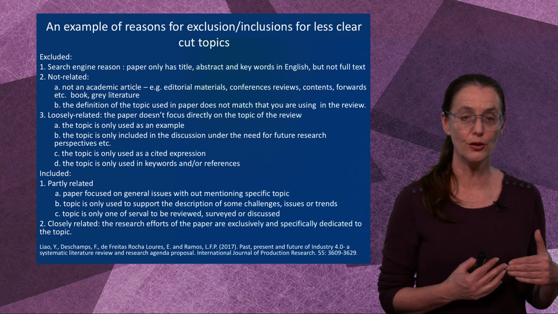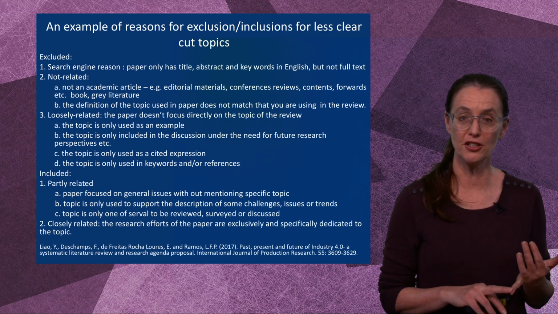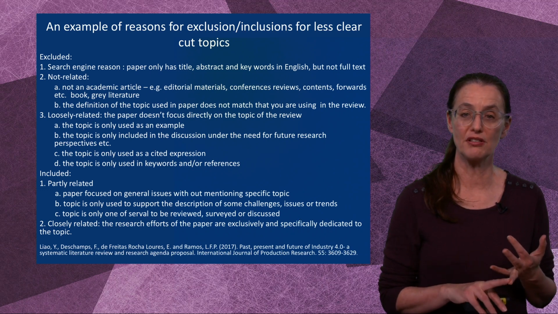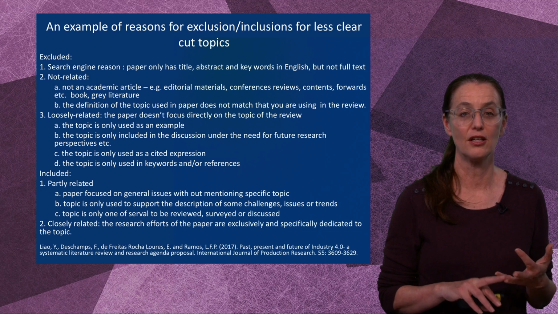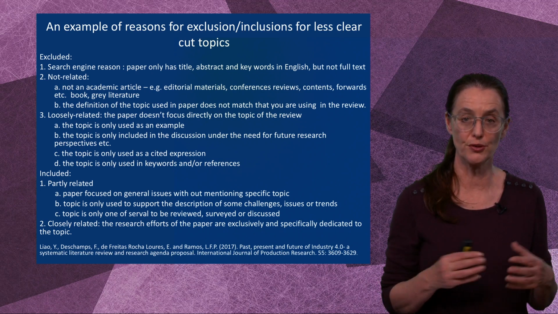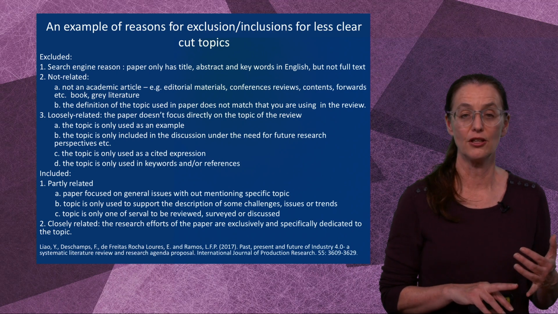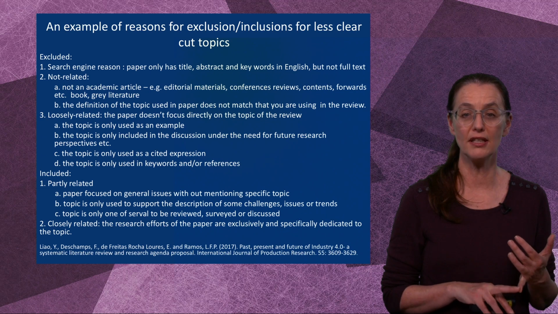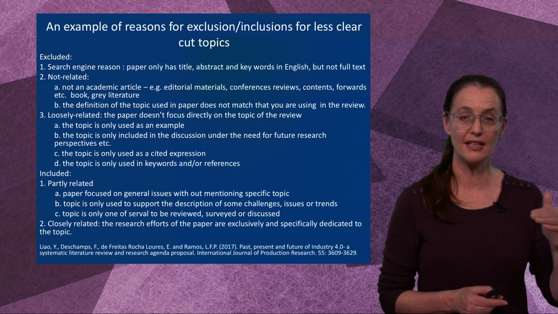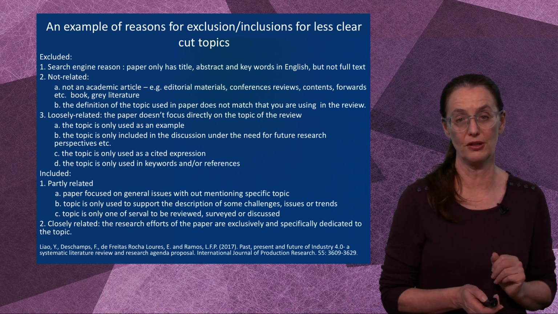The ones they included were ones that were partly related, where the paper focused on a general issue without mentioning a specific topic. The topic is only used to support the description of some of the challenges, issues or trends, and the topic is only one of several to be reviewed, surveyed or discussed, so it was part of a broader suite of topics. And then they identified those that were closely related: the research efforts of the paper exclusively and specifically dedicated to the topic. So that's a really interesting way that they've set out where that boundary of what goes in and what goes out when they're reviewing the papers.